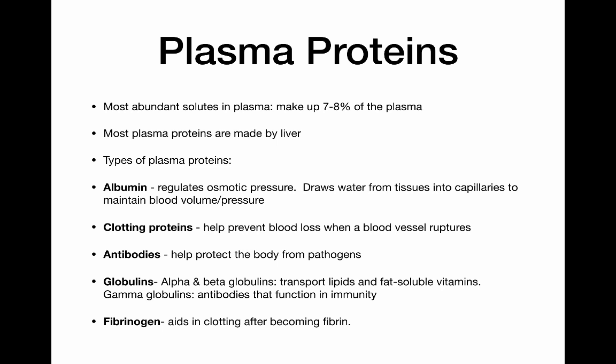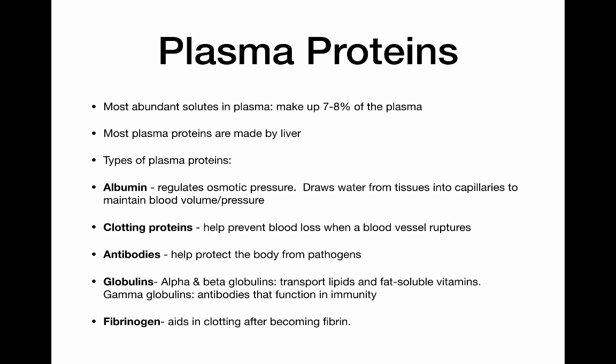And then we also have proteins called globulins. There's alpha and beta globulins, and their job is to transport things around, most notably lipids and fat-soluble vitamins. Our fat-soluble vitamins are vitamin A, D, E, and K, and those are transported bound to these globulins.